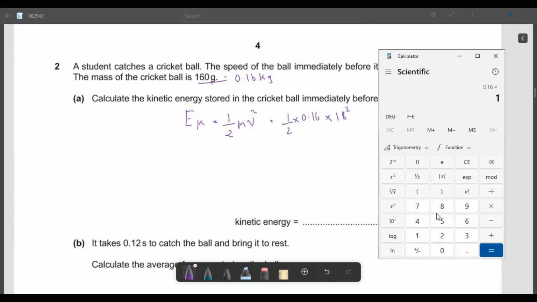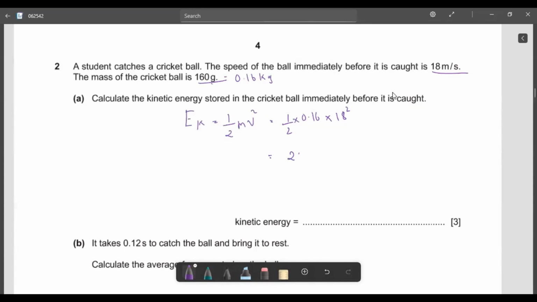0.16 into 18 squared, divided by 2. That is 25.9 joules. It can be approximated to 26 joules.